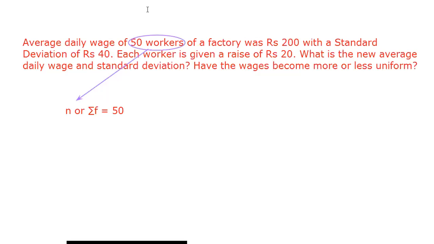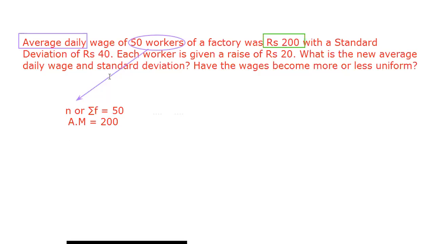So here they have given the average daily wage. Let me change the color so that you can easily understand. This average daily wage of rupees 200 is our x bar, the arithmetic mean. So the arithmetic mean is equal to 200. So what is our x bar? That is the arithmetic mean.